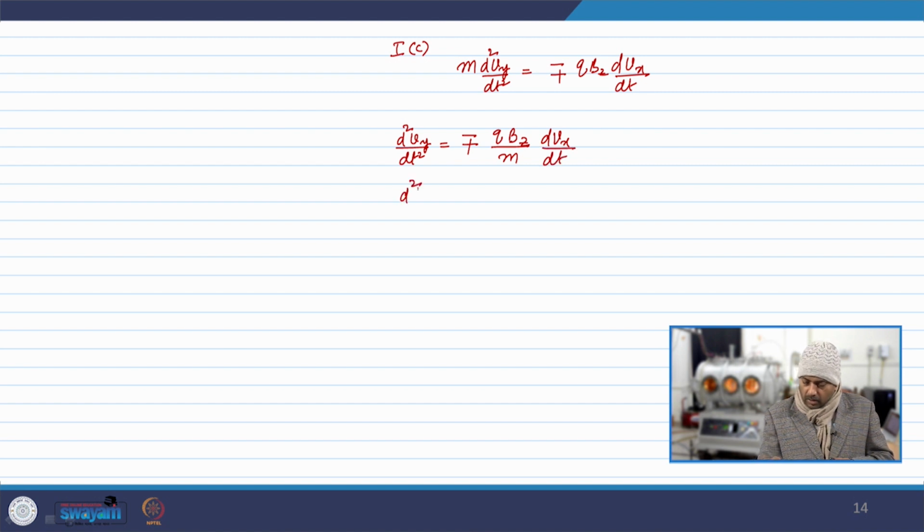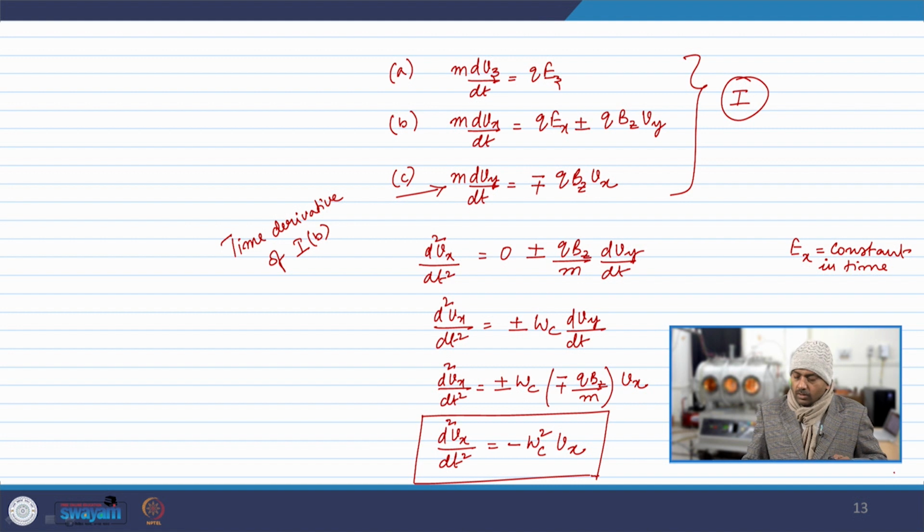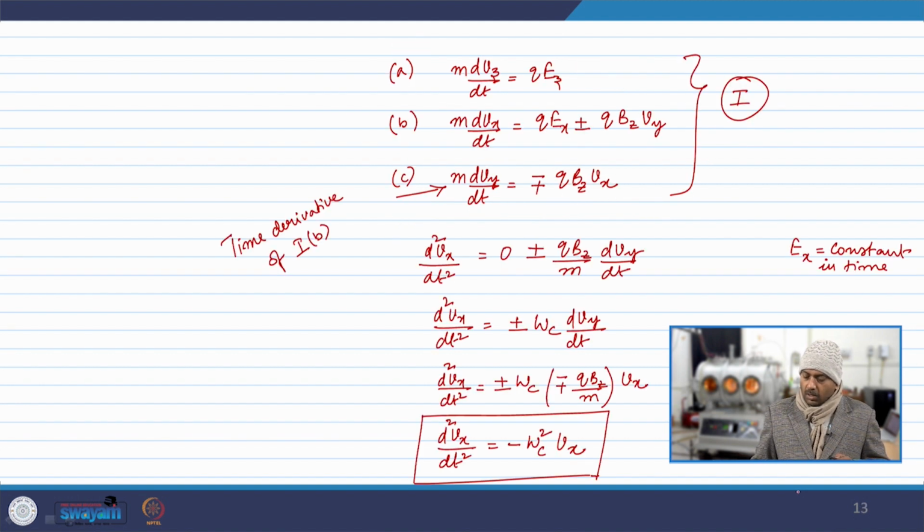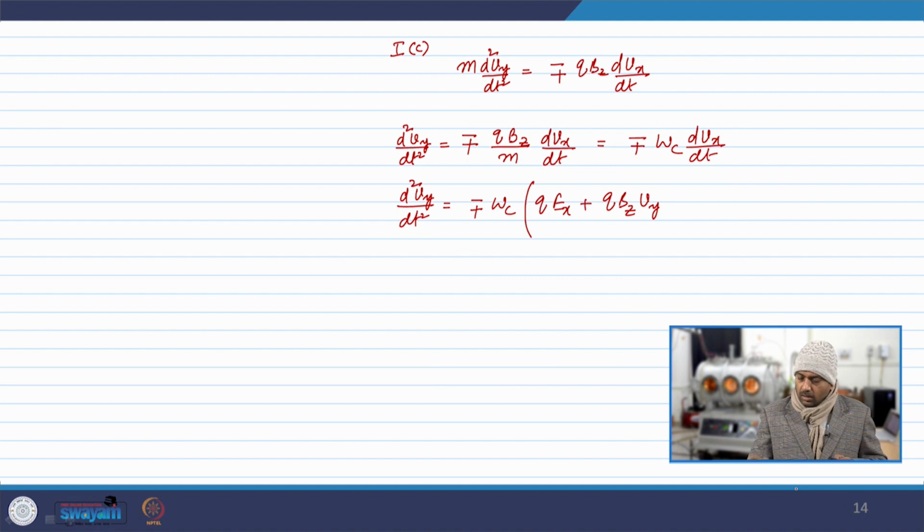So we'll write d square Vy by dt square, qB by m is omega c, right. So minus plus omega c dVx by dt. So we'll bring dVx by dt from the equation 1b. This is qEx plus qBz Vy. If I am correct, there will be a mass in the denominator, right, qB.